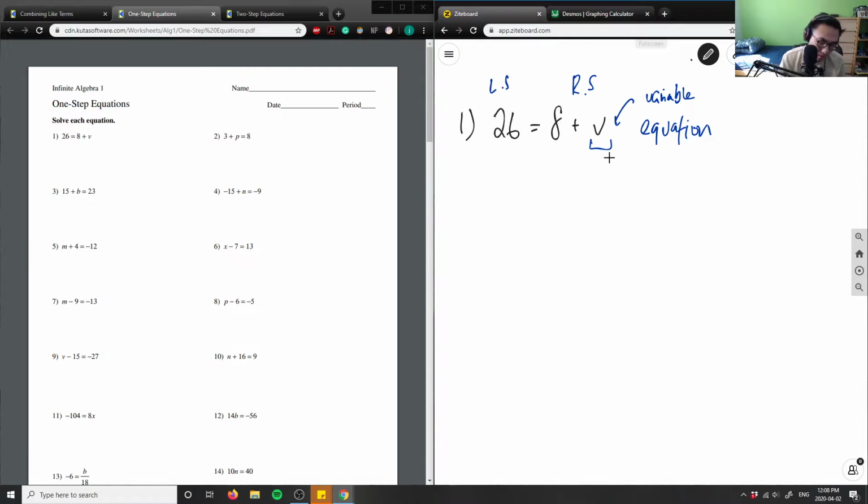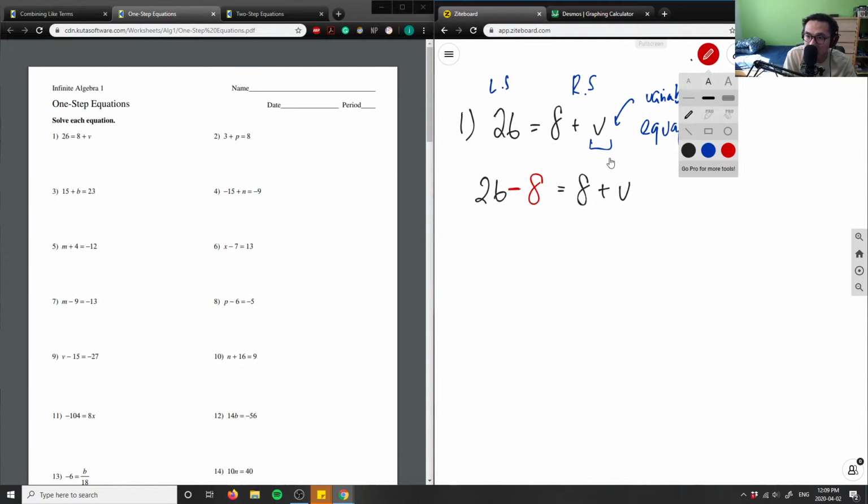So I want v to be left alone. How would I leave v alone? Well, I need to get rid of this positive 8 here. To do that, I'm going to have to do the reverse operation. I still have 26 on the left side, I'm not touching it, but I have to move this 8 towards the other side. How would I move it? I'm going to have to subtract 8 on both sides. So 26 minus 8 equals 8 plus v minus 8.